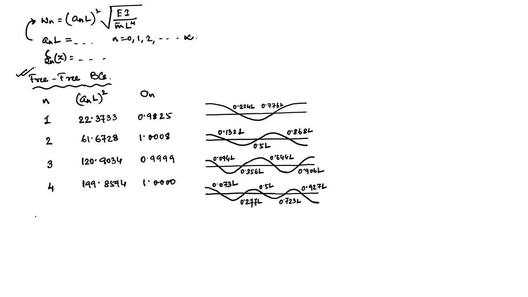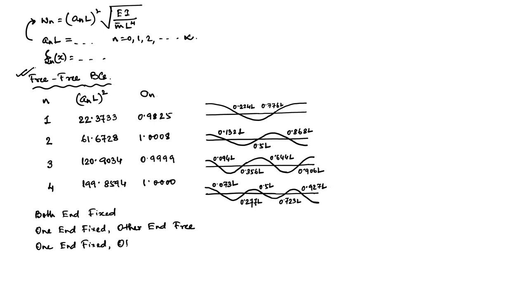Similarly, you can derive the expressions for both ends fixed, then one end fixed and the other end free, which is the cantilever boundary condition, and then one end fixed and the other end simply supported. I just leave this as a home task. You can refer to any textbook; you will get the standard expressions. It is pretty similar. Again, you have to identify the boundary condition in each and every case.